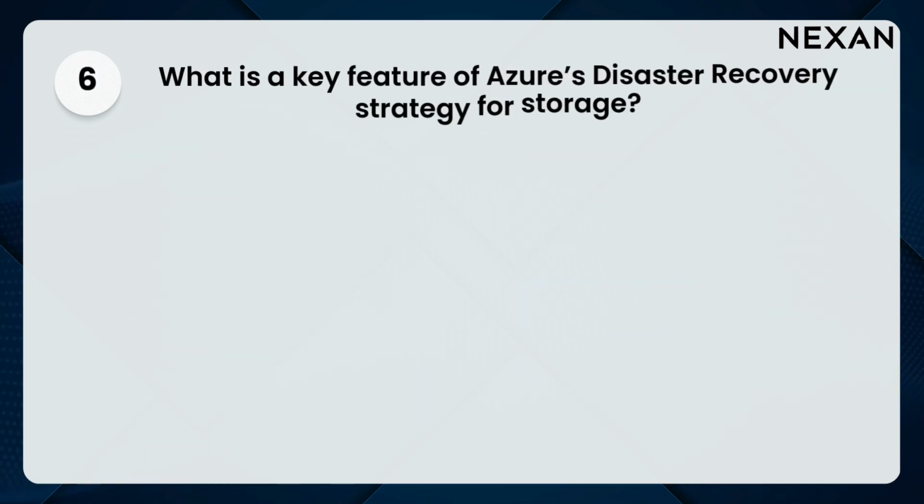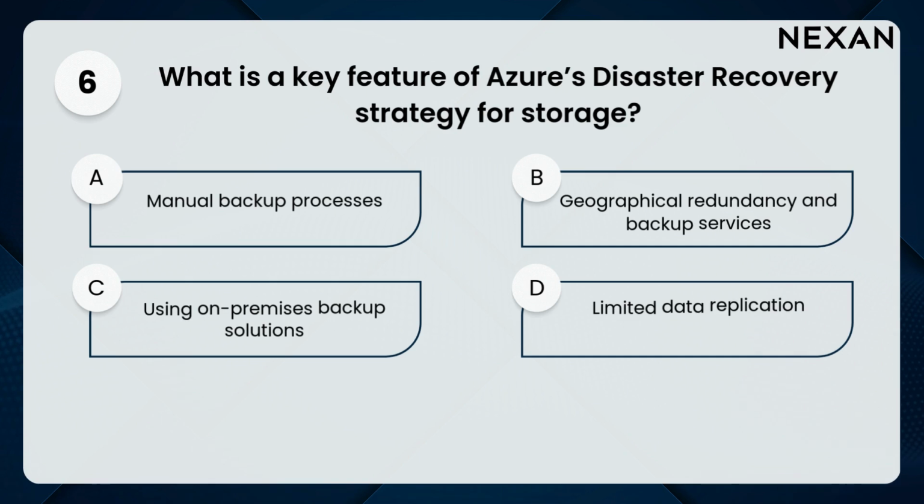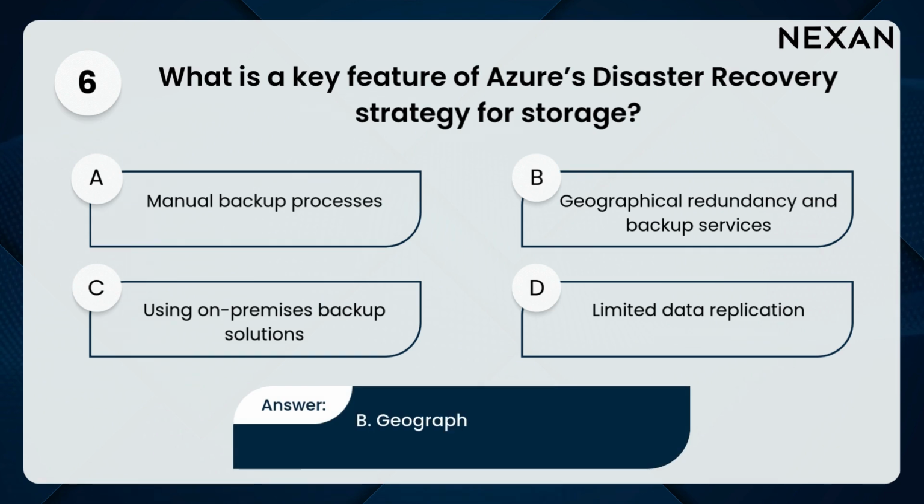6. What is a key feature of Azure's disaster recovery strategy for storage? A. Manual backup process. B. Geographical redundancy and backup services. C. Using on-premises backup solutions. D. Limited data replication. Answer: B. Geographical redundancy and backup services.